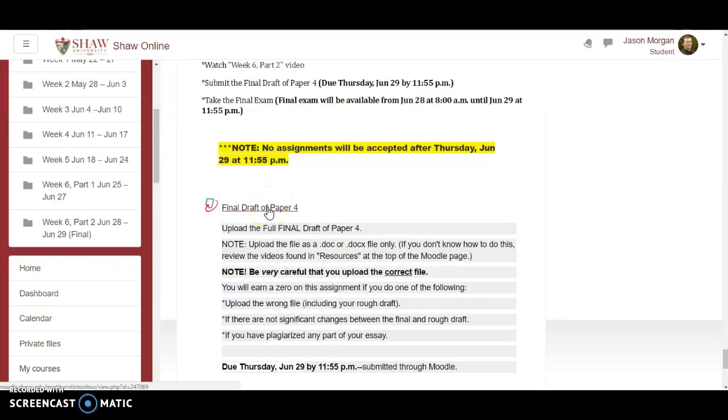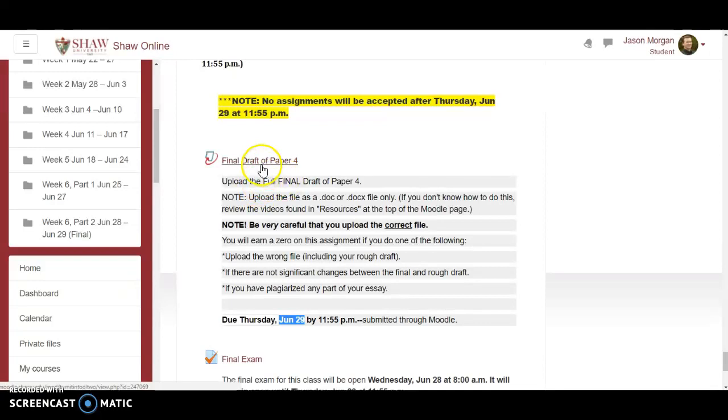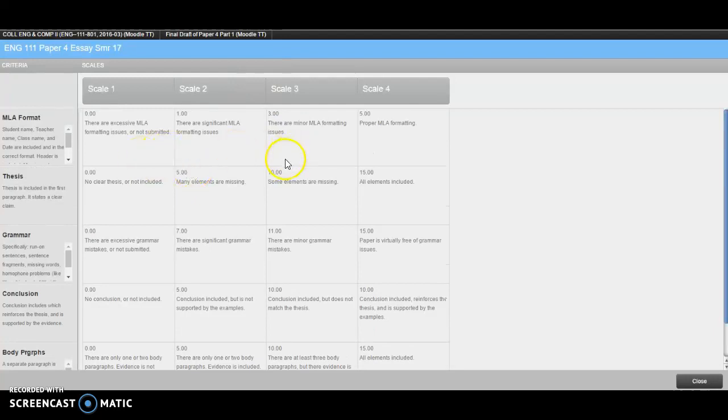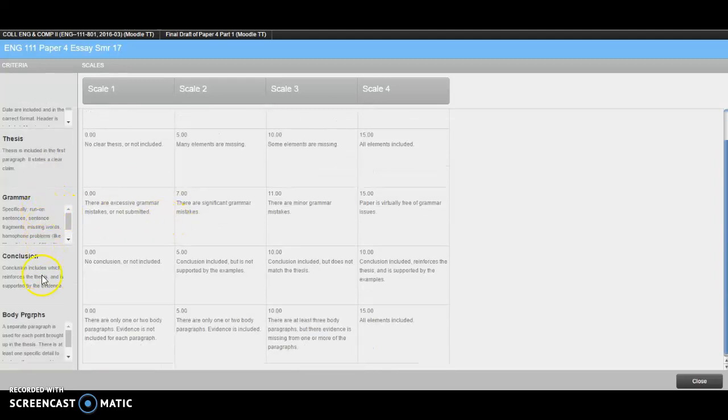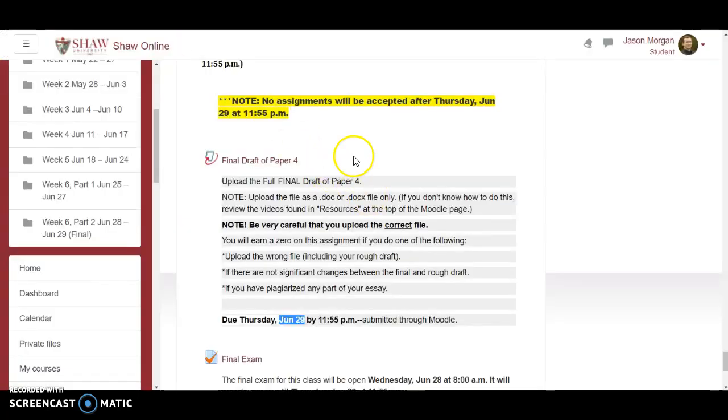For this week, you have until the 29th of June, Thursday night at 11:55, to submit the final draft of paper 4. Just upload it like we did for the other ones, using the same format. The rubric is the same as the rubric we used for the last paper. You're graded on MLA formatting and your thesis: in the first paragraph, is it clear what your paper is about? You're also graded on grammar, whether the conclusion matches the thesis and wraps up the paper, and the body paragraphs, which have separate paragraphs for each of the items you are using as evidence to back up your thesis. So that is due by June 29th.